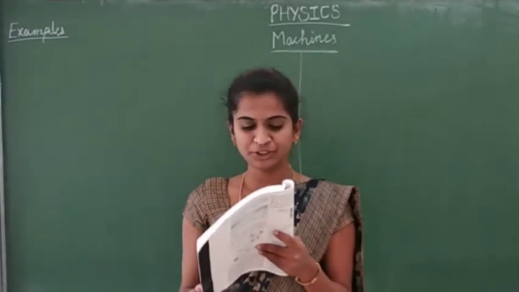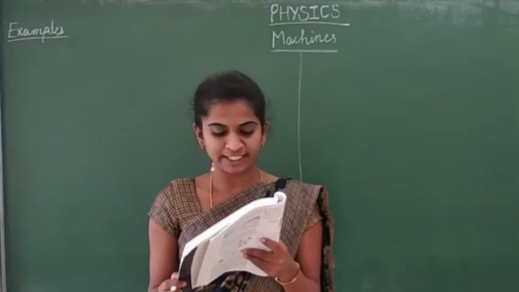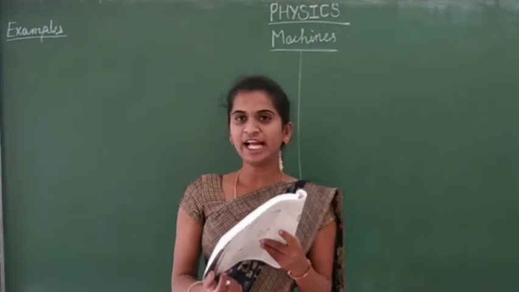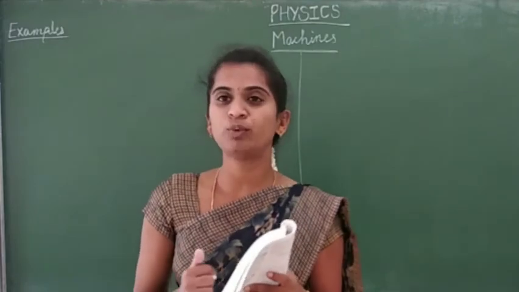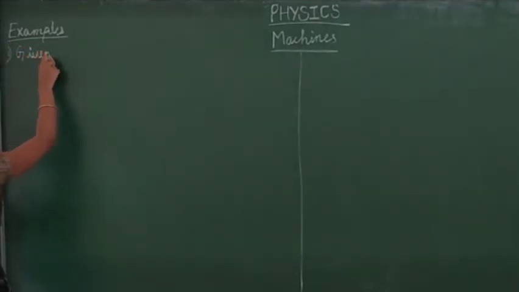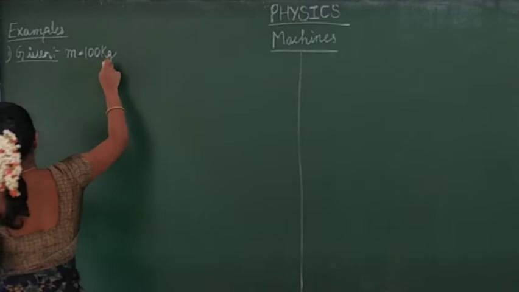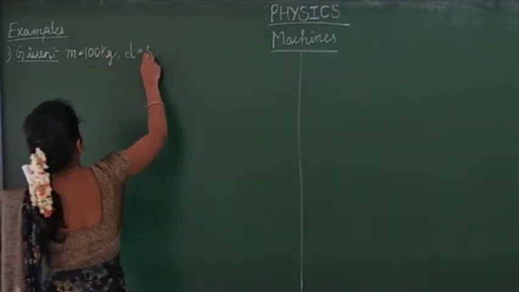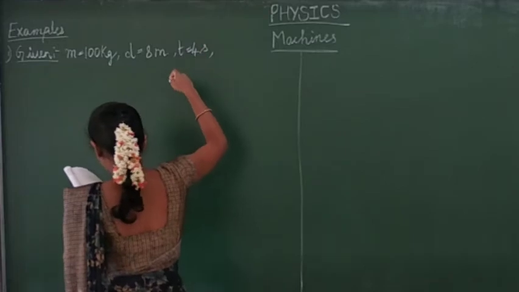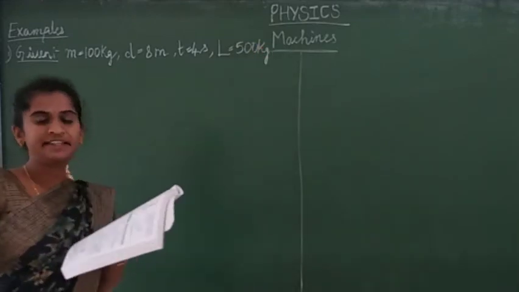So here we have given a machine is driven by a 100 kg mass that falls 8 meter in 4 seconds. It lifts a load of mass 500 kg vertically upwards, taking g as 10 meter per second square. Here there are 5 sub questions. The given terms here: the mass is 100 kg, distance is 8 meter, time is 4 seconds, and the load is 500 kg. So these are the given terms here.